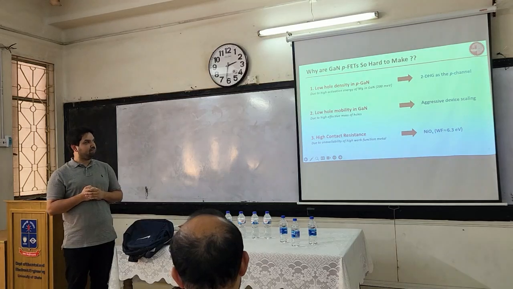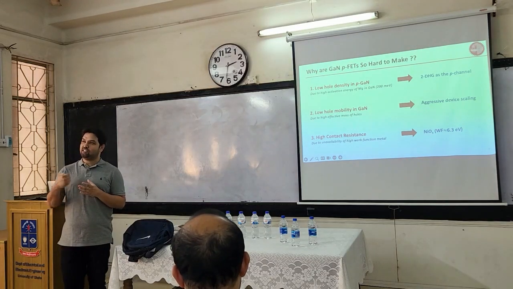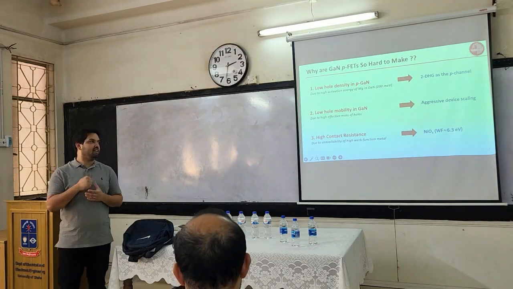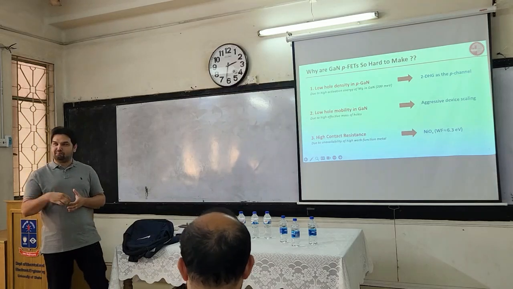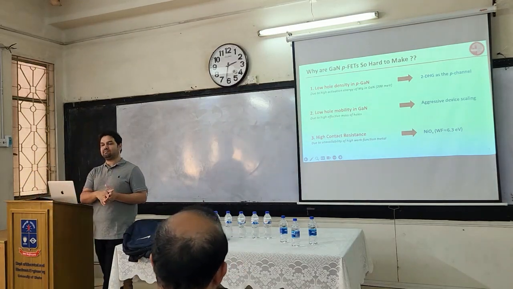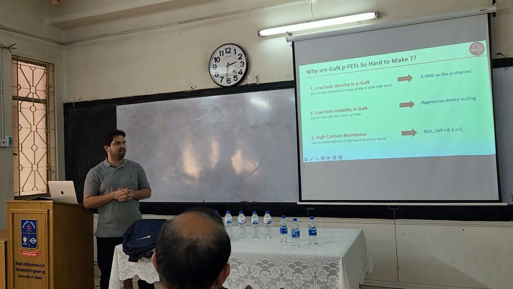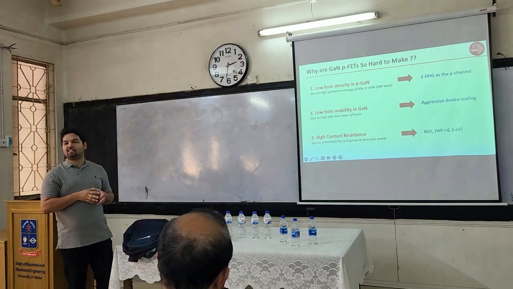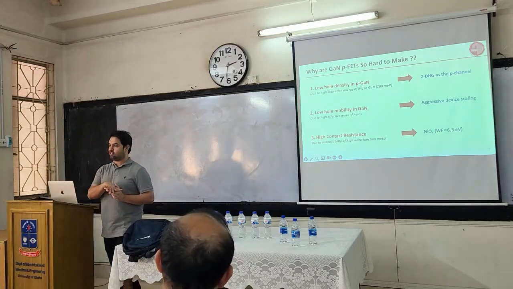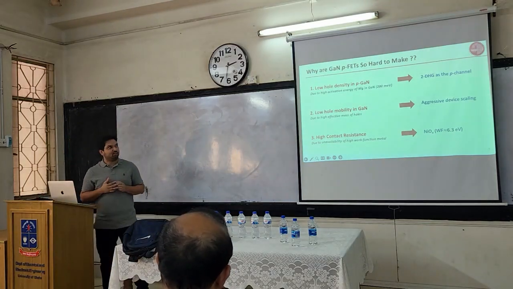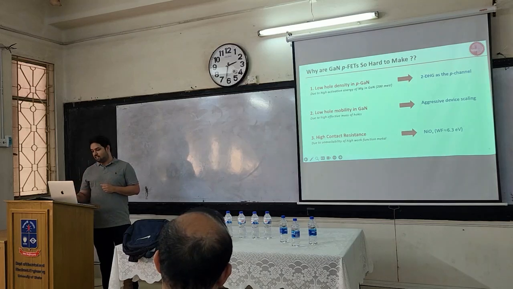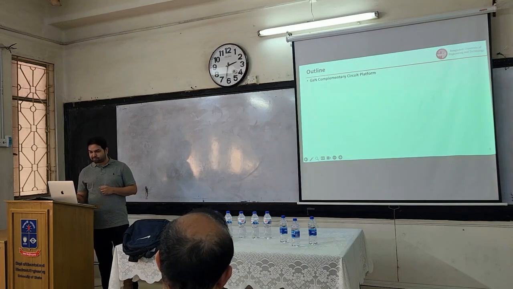And for the high contact resistance, it's very difficult to get high work function metals, but there are some metals, if you oxidize them, the work function becomes around 6 something electron volts. One of them is nickel oxide. So we'll try that. So these are the 3 different ways we're going to improve the device.